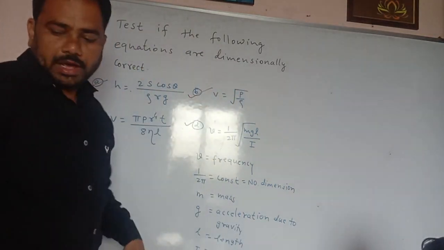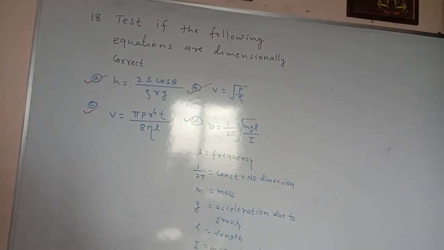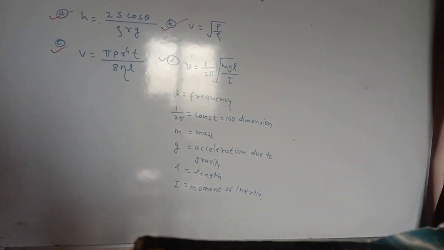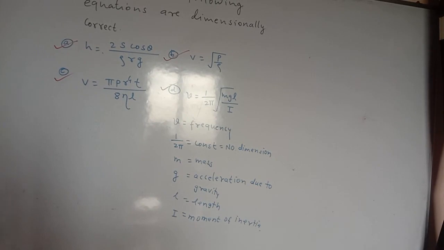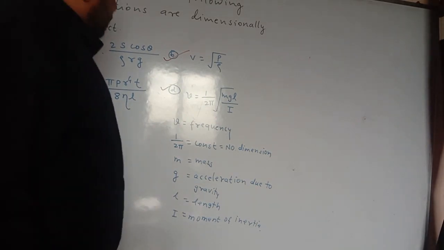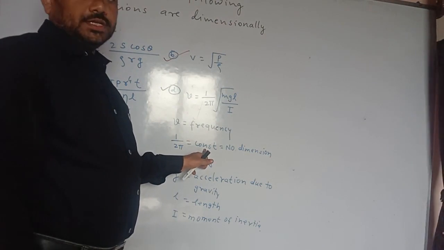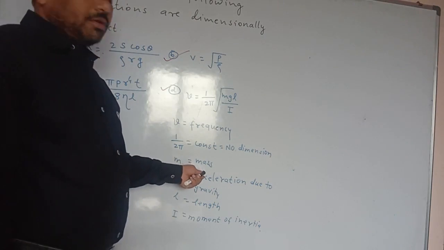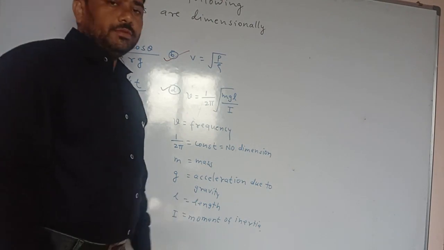So see here, these are the parameters given in the equation. ν stands for what? Frequency. Then 1 by 2π is a constant, and if a term is constant then it has no dimension. Small m stands for mass. Then g, acceleration due to gravity. l is length, and I stands for moment of inertia.